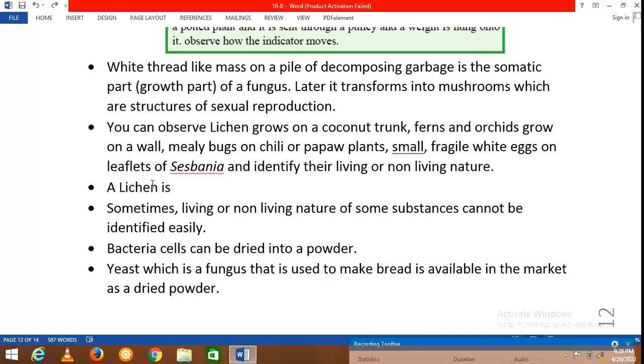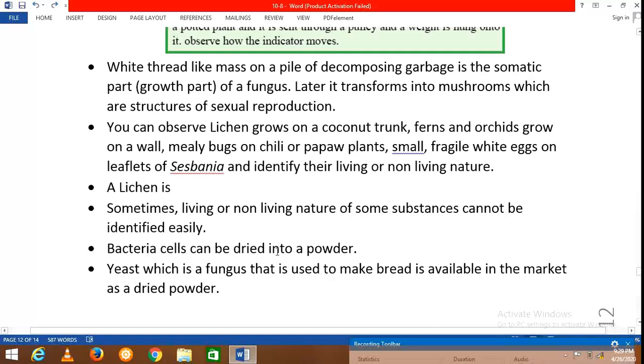Sometimes the living or non-living nature of some substances cannot be identified easily. If you look at those different colored masses on tree trunks, you will think whether they are living or non-living. The mealybugs don't actually move sometimes, so once you see them you will think whether they are living or non-living. The fragile white eggs on leaflets of Sesbania, it is difficult to identify whether they are living or non-living.